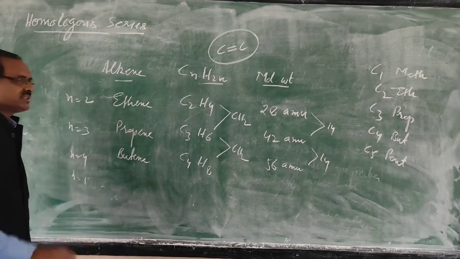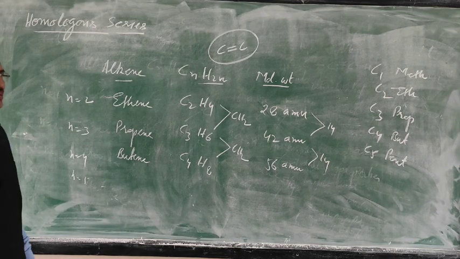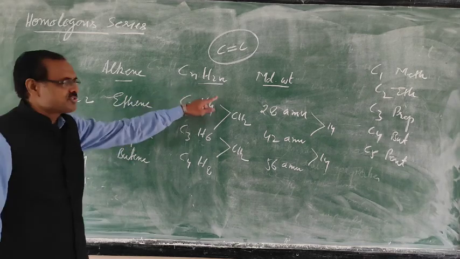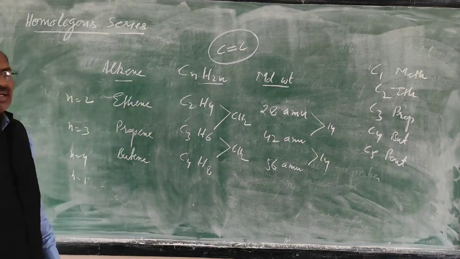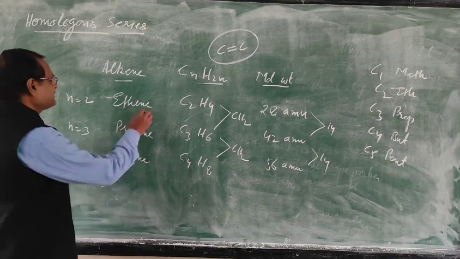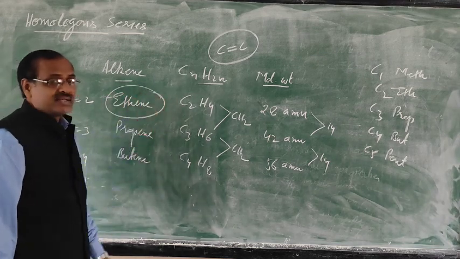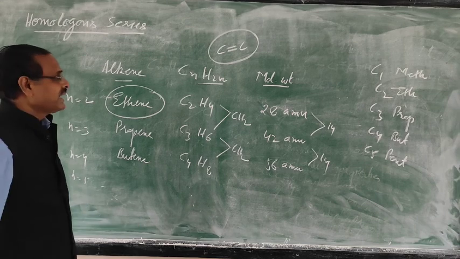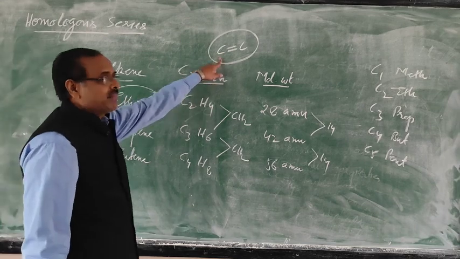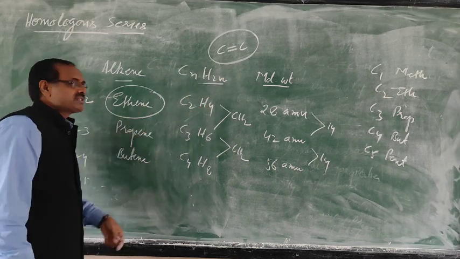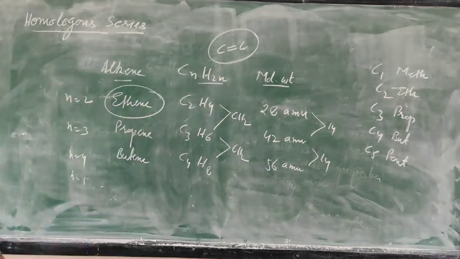So here are some very common questions that are asked in the board paper. What is the general formula of alkene? CnH2n. What is the first member of the alkene homologous series? You will write ethene, not methene. If you write methene, you will be wrong. I told you that between the carbon atoms at least one double bond is required. So the first member will start from n is equal to 2, not n is equal to 1.